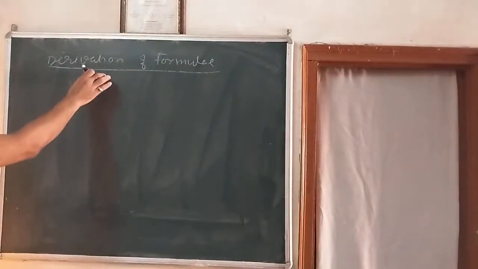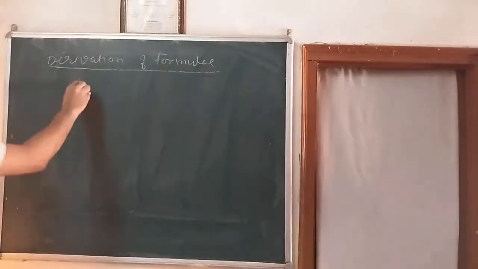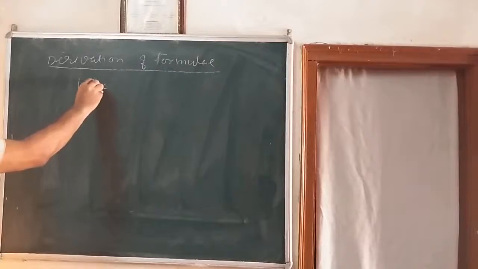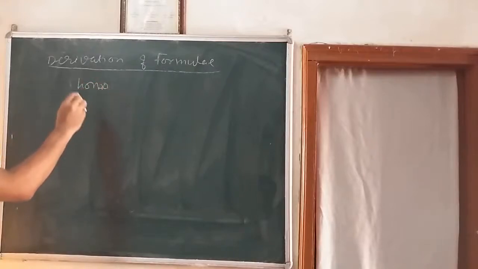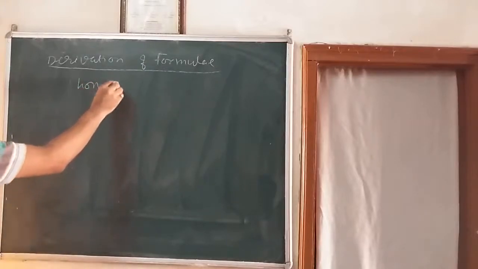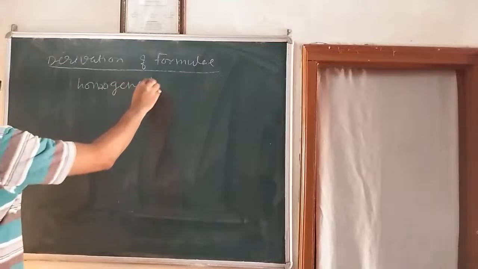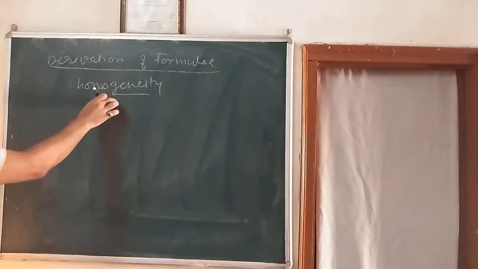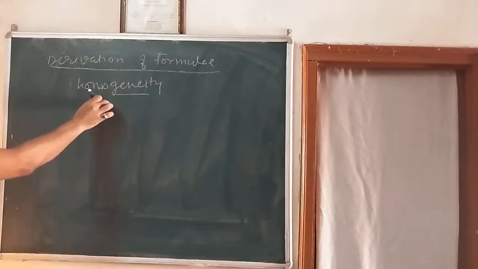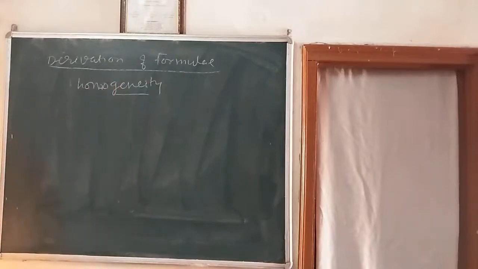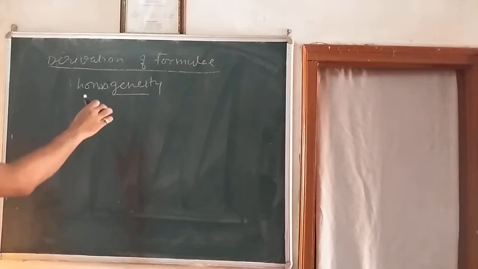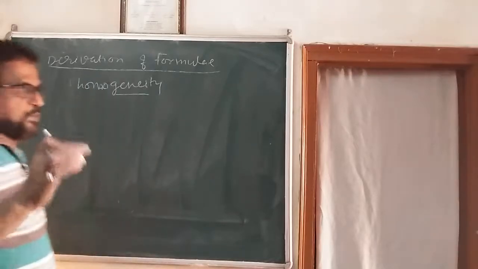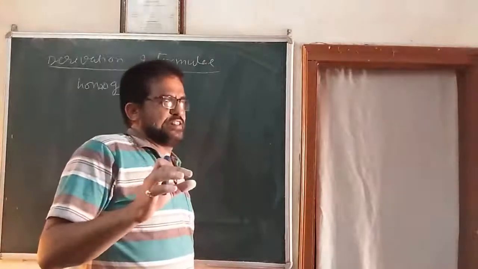So using the principle of homogeneity, H-O-M-O, homogeneity, G-E-N-E-I-T-Y. The principle of homogeneity of dimension, we can derive the formula of a physical quantity provided we know the factors on which the physical quantity depends.